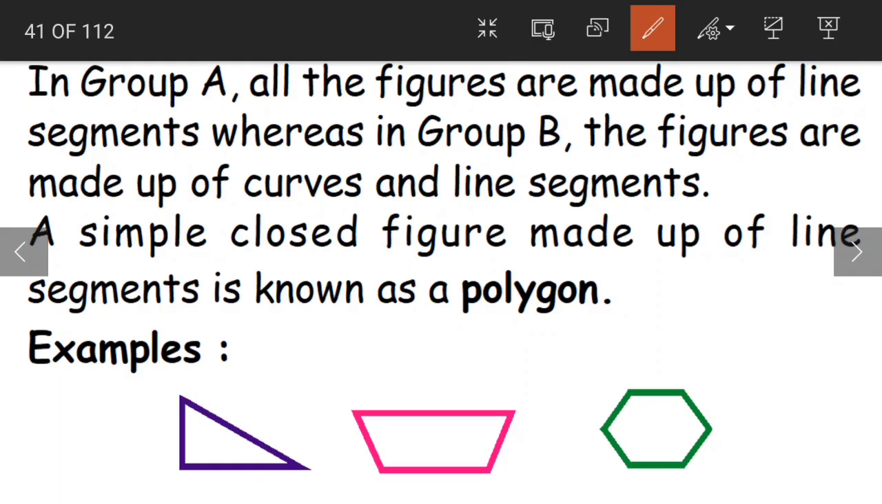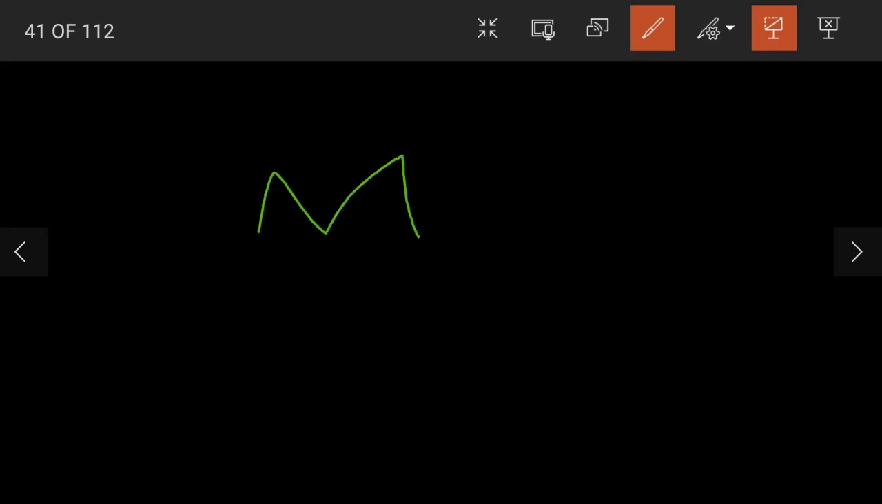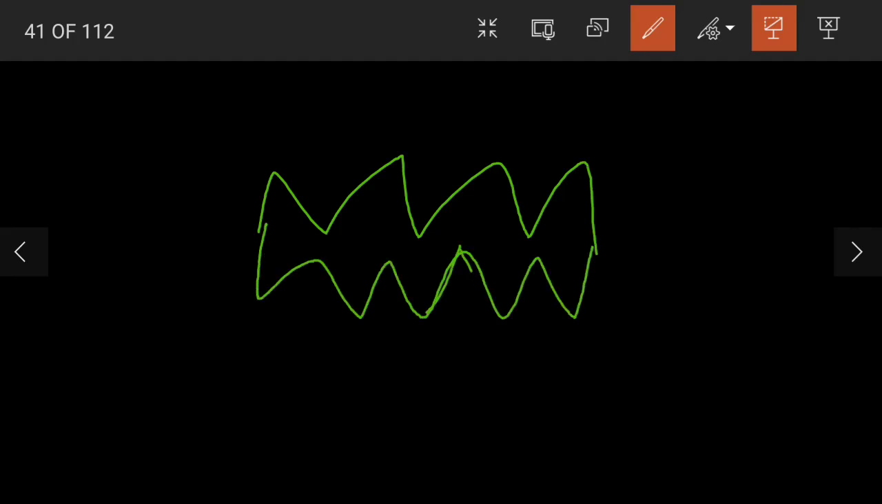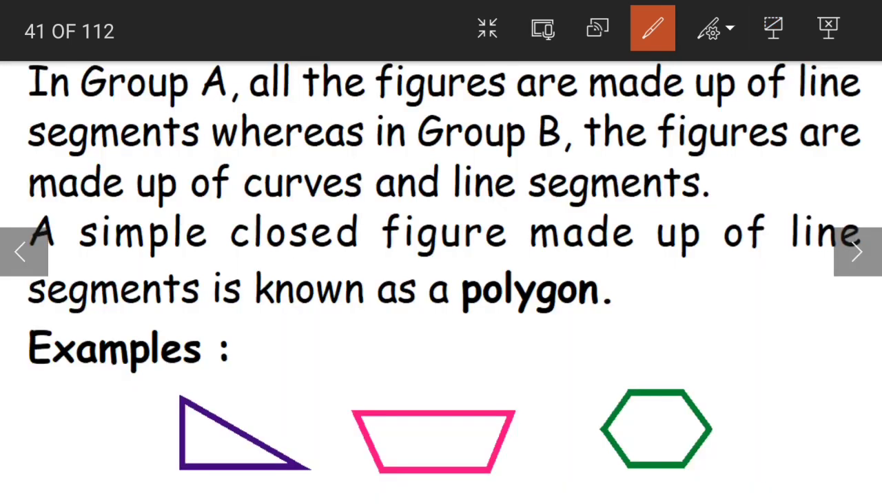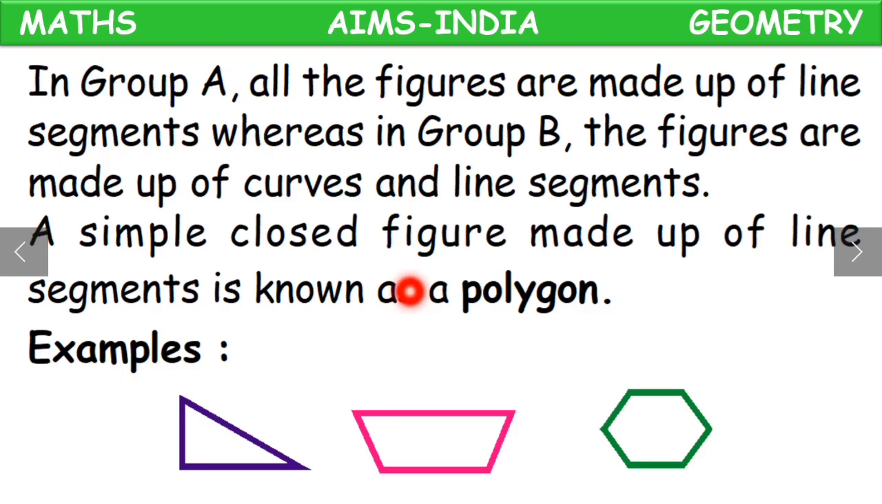If you want some examples of polygons, these would be the examples of polygons. If you want to draw a polygon, children, you can draw any shape you want using line segments only. For example, this can be a polygon as well, because this is a simple closed curve. Yes or no? It is a simple closed curve, and also it is made up of only line segments. So these are what polygons are: a simple closed figure made up of line segments.